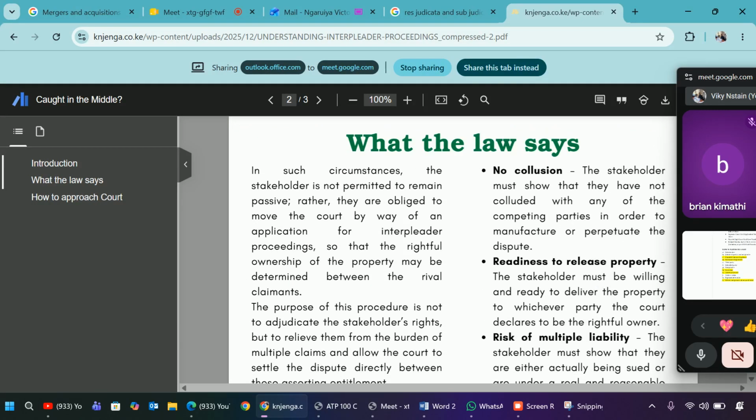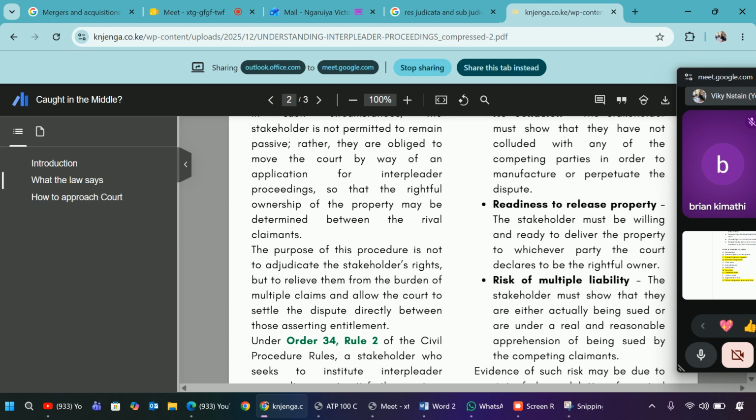The interpleader must show no collusion. The stakeholder must show that they have not colluded with any of the competing parties in order to manufacture or perpetuate the dispute. Then you should show readiness to release the property.